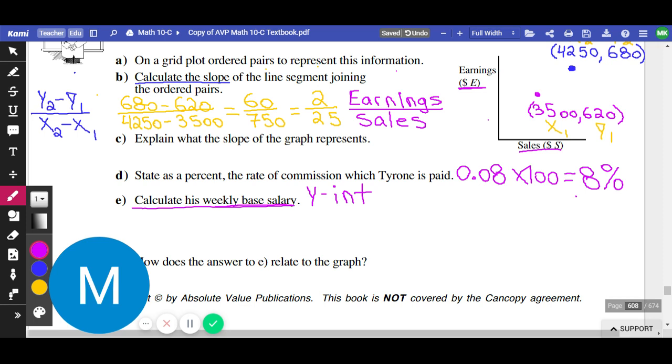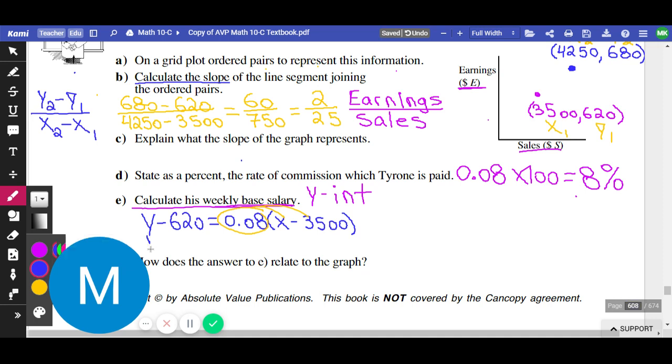To figure that out, you're going to have to create an equation, create point-slope form, because all you have is a slope and a point. Use whatever points you want. I'm going to use 3500, 620. So that means I'm going to have y minus 620 equals m, which is 0.08, times x minus 3,500. If I wanted to figure out his starting point, I'm going to convert this into slope-intercept form. So I take that and multiply it in.